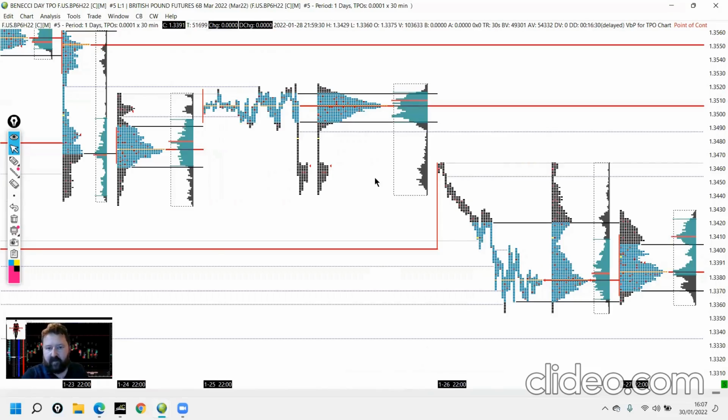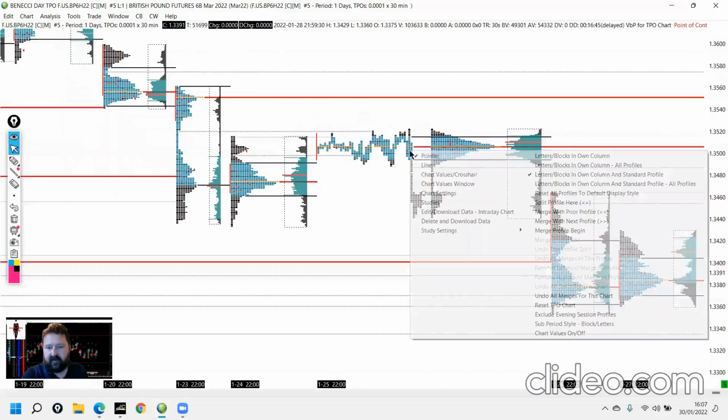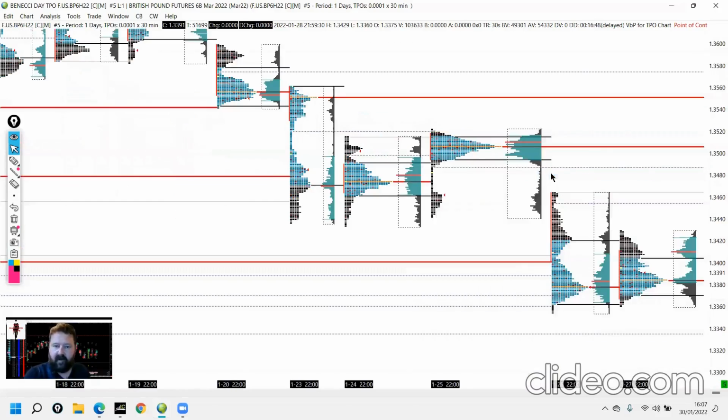So just when you get to single prints and price comes back to revisit them, just be aware that you could see some sort of reaction there. Again, same principle: if you're in a position and you've got profits, look to take some profits off the table there.